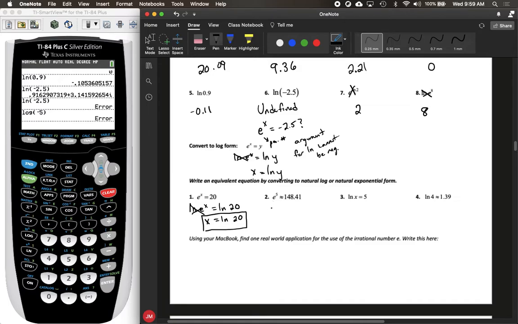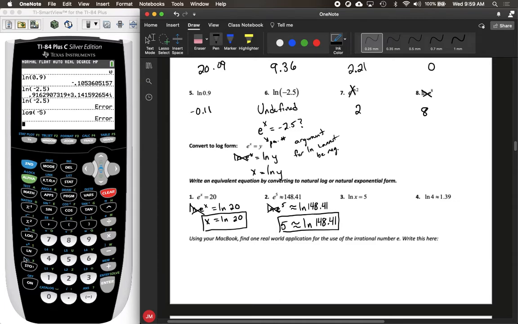Similarly, on number 2, if we take the natural log of both sides of our equation, the natural log of e to the 5th is approximately the natural log of 148.41, we can then cancel out the natural log and e to get that 5 is approximately the natural log of 148.41. Again, once you get to that point, you've converted from exponential to logarithmic form, you're done.